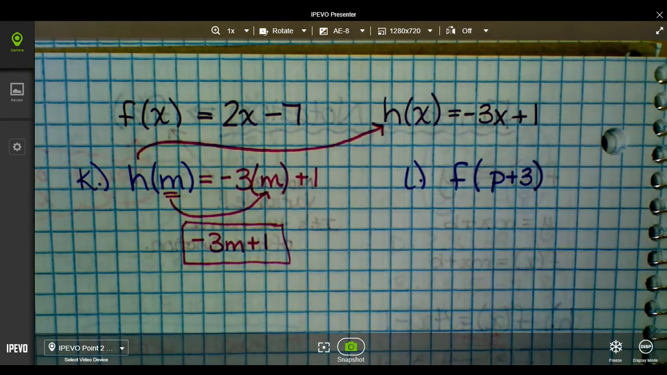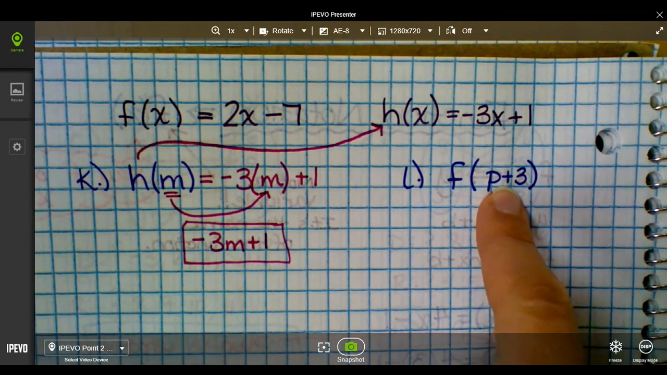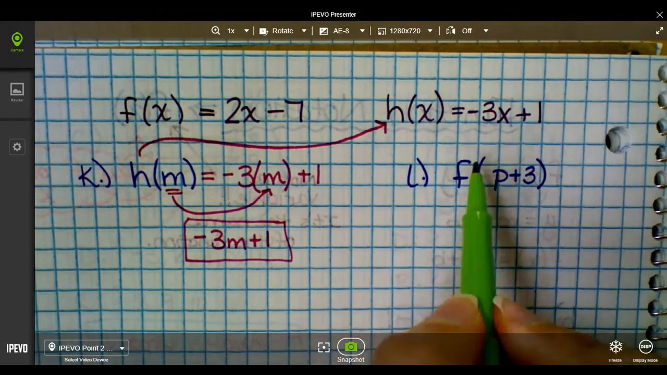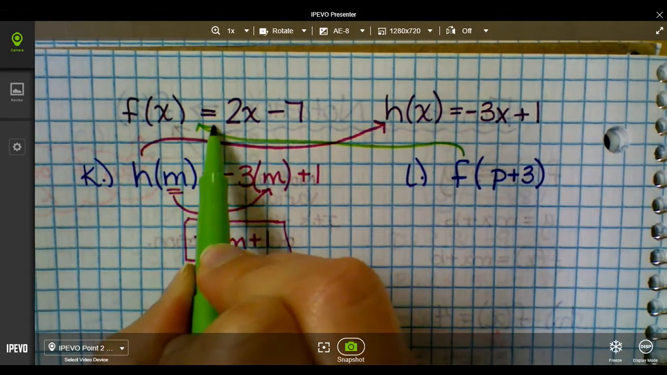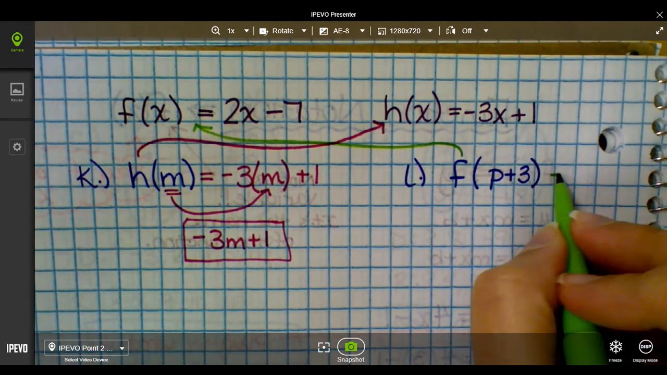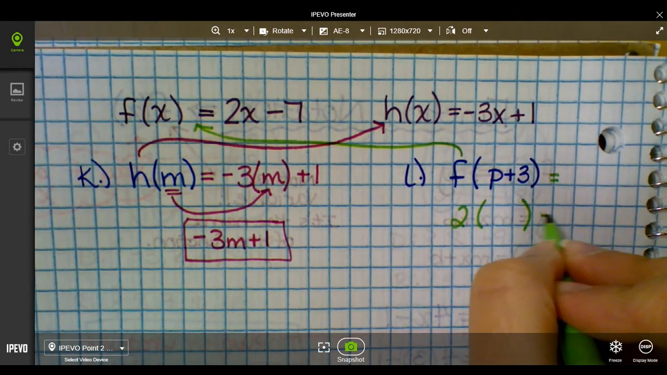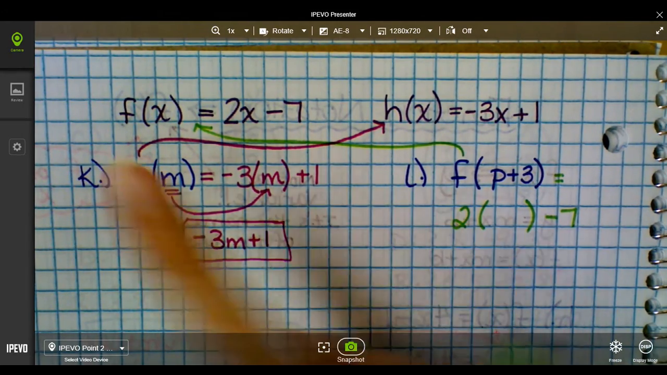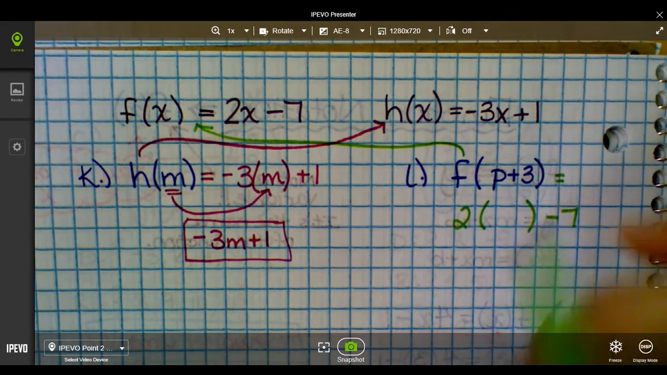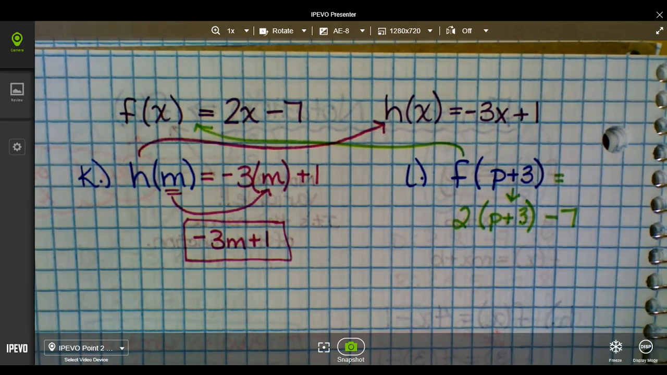All right, L is going to be f of p plus 3 now. So again, this means I am plugging in p plus 3 for every x in f. So this one is telling me to go over here. Now I'm plugging it into this one. And again, if it makes more sense to you, just open up that x. I know I'm plugging something into the f function. What am I plugging in for the f function? I'm plugging in p plus 3 in for x.